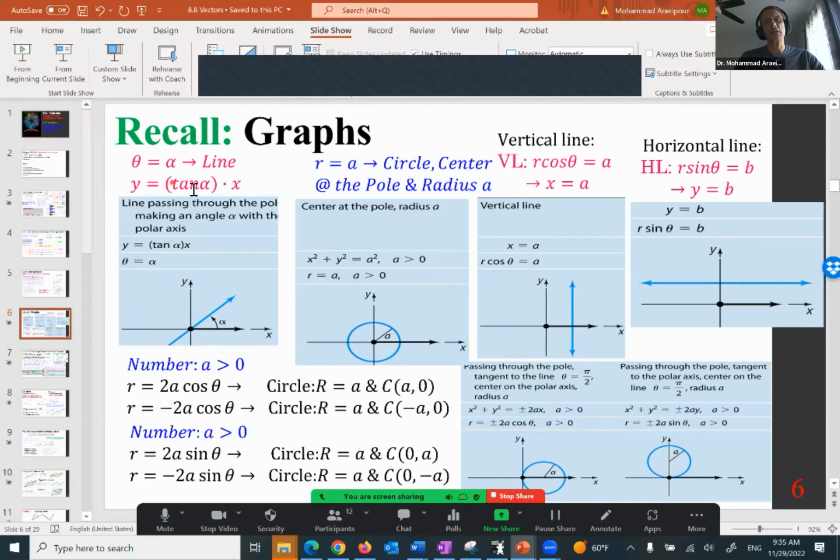Tan theta equals alpha is a line, r equals a is a circle. r cosine theta equals a is a vertical line, r sine theta equals b is a horizontal line. r equals plus minus 2a cosine theta, r equals plus minus 2a sine theta represents a circle. r equals a represents a circle.